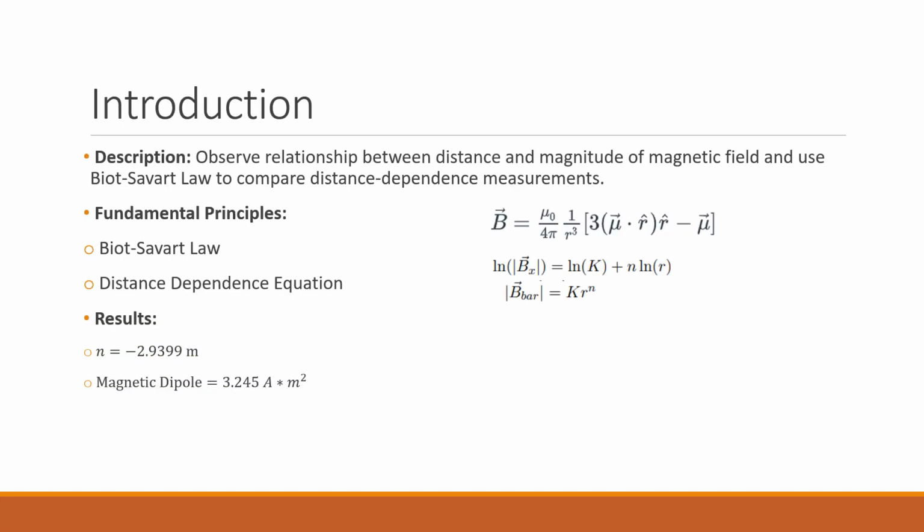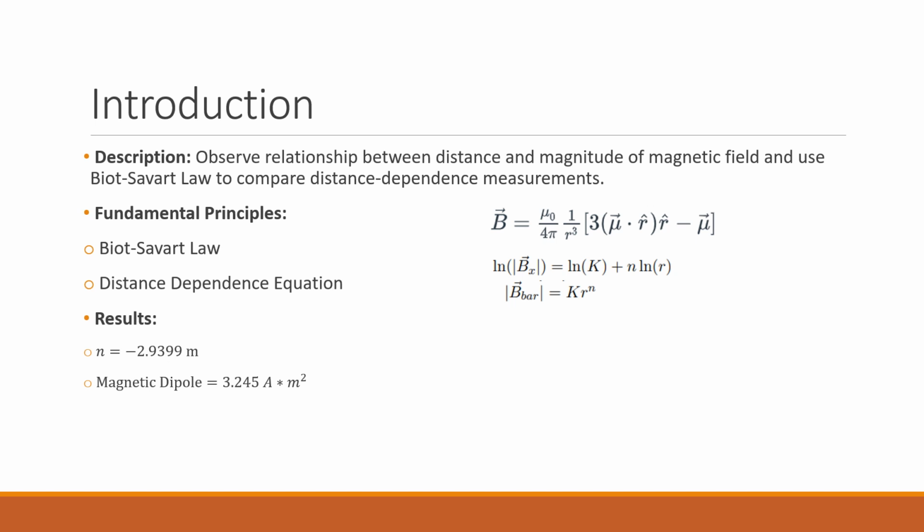The purpose of this lab was to observe the relationship between distance and magnitude of the magnetic field, and use the Biot-Savart law to compare distance dependence measurements. The fundamental principles we needed for this lab were the Biot-Savart law and the distance dependence equation, both of which I have attached snippets of from the lab sheet.